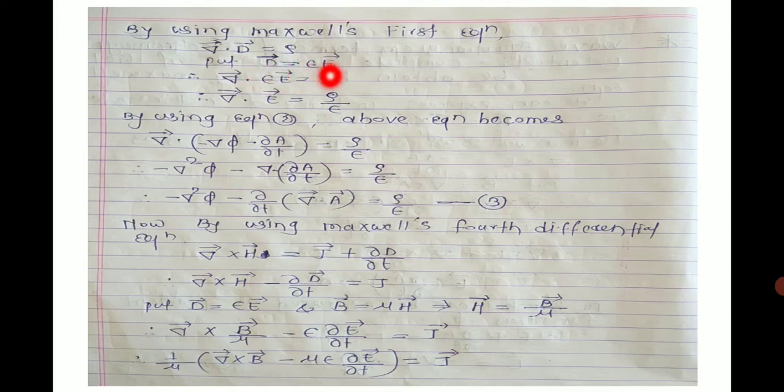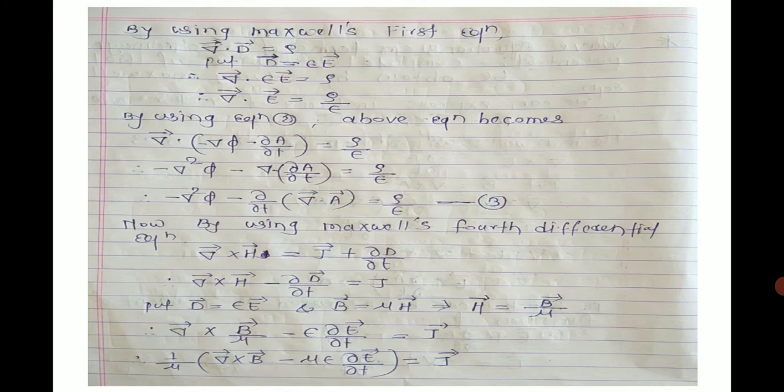D bar is equal to epsilon E. Then we put this in del dot D. Then del dot epsilon E is equal to rho. Then this epsilon, when moved to the other side, will be divided. Then del dot E bar is equal to rho divided by epsilon. This value, del dot E is equal to rho divided by epsilon.